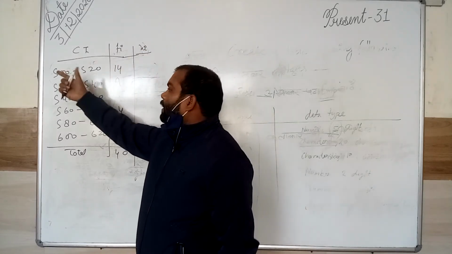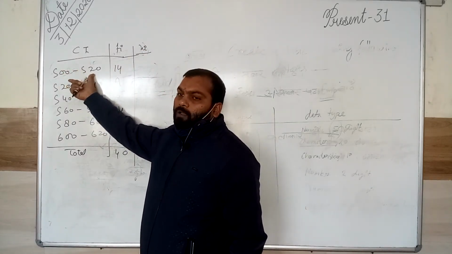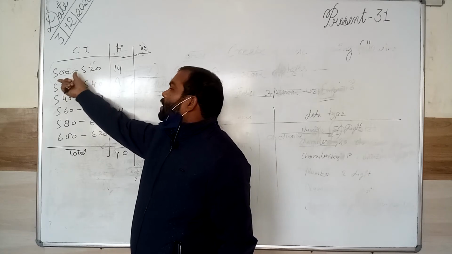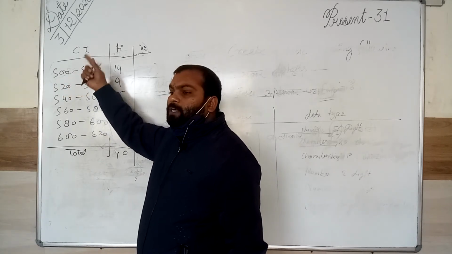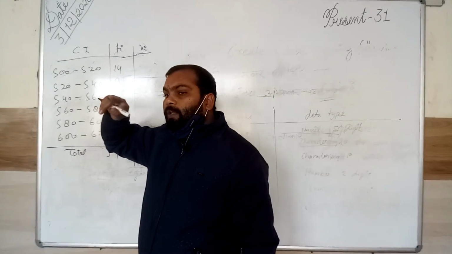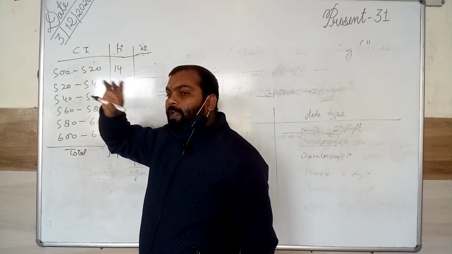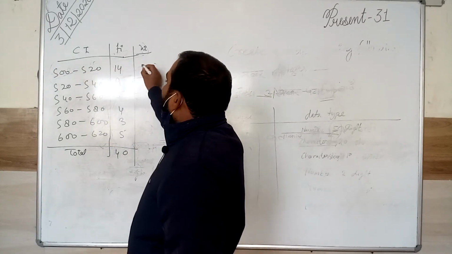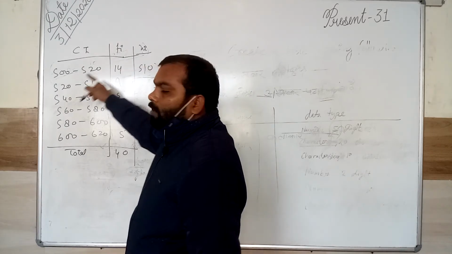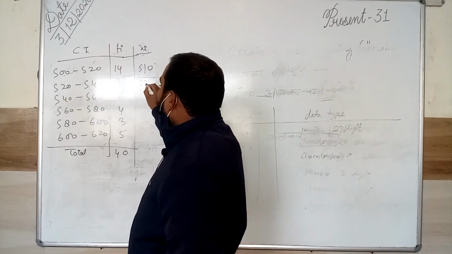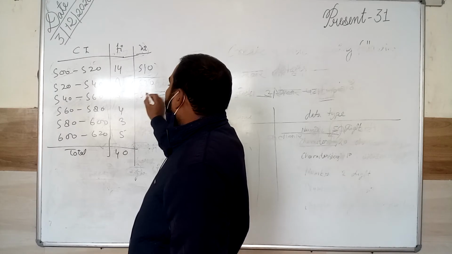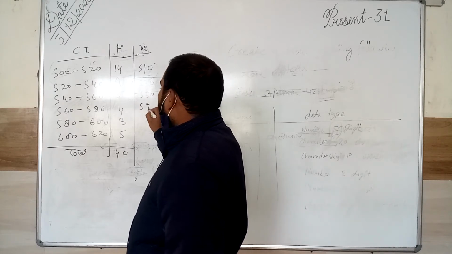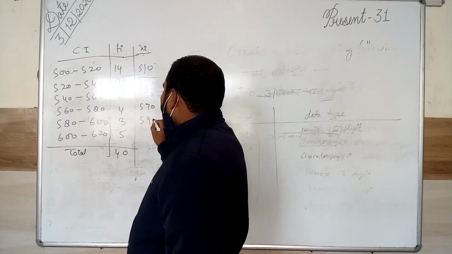Xi is the midpoint of the class interval. So 500 and 520 has a difference of 20. 20 का हाफ 10, तो लोअर लिमिट में 10 जोड़ लीजिए. 510. इसमें 10 जोड़िए, 530. What about this? 550. What about this?